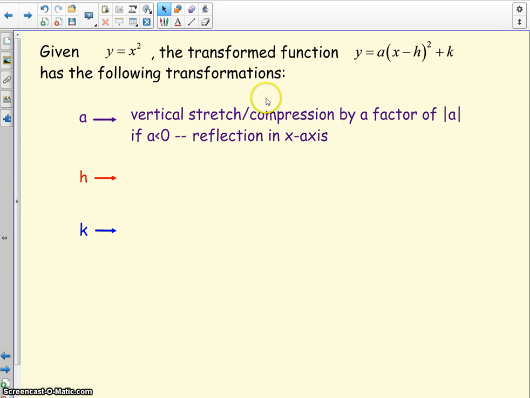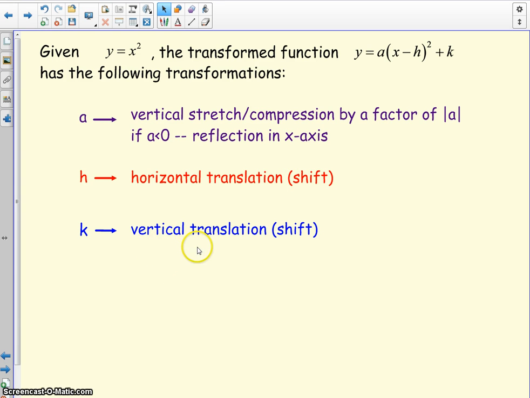What I'll do after is apply all this to the one we just did, so we can name the transformations. But the a tells us how narrow or how wide our parabola is, whether it's been vertically stretched or compressed compared to y equals x squared, and if it's negative, it tells us we have a reflection. Okay, h, as we saw on the graph, tells us how much we've shifted left to right, so we call that a horizontal translation or horizontal shift. And for our k value, same idea, but it's a vertical translation or a vertical shift.